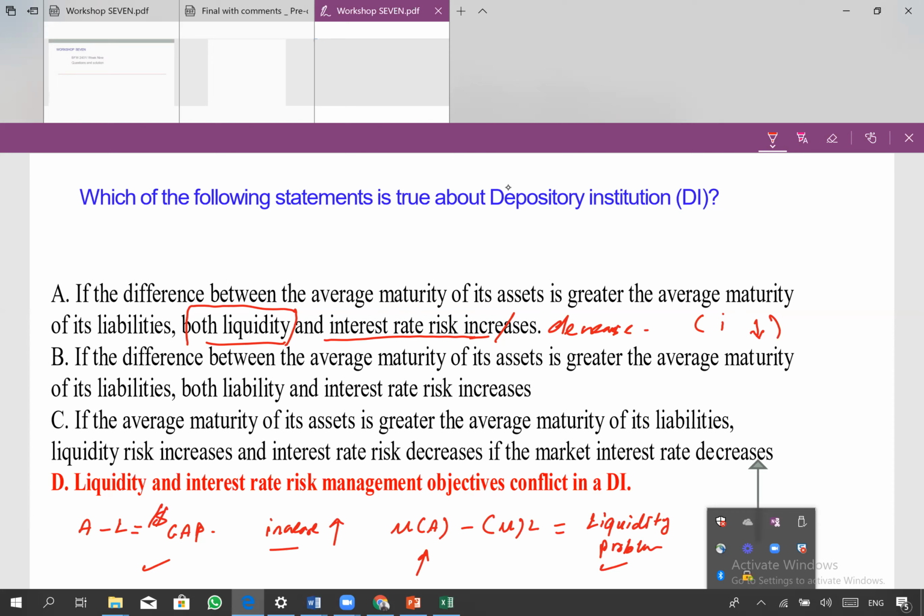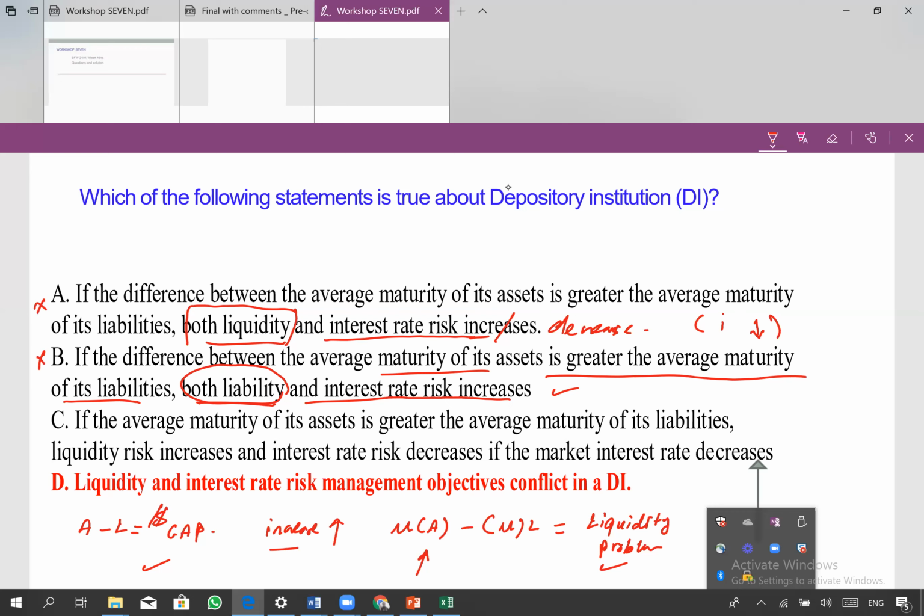If the difference between the average maturity of assets is greater than the average maturity of liabilities, both liability and interest rate risk increases. There is nothing called liability risk. There is liquidity risk. Liability risk is not an issue here, and we don't address it by the liquidity issue. Liability risk is a different issue and it's not in context here. So this makes this statement also wrong.